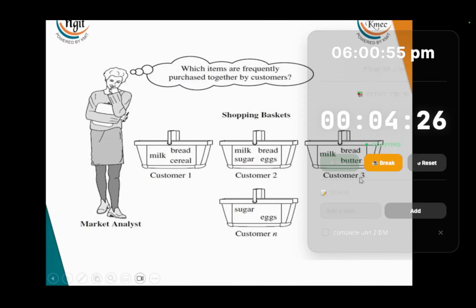Here we have customer 1, customer 2, customer 3, and in that way some customer n data, where customer 1, when buying milk, is buying bread as well as cereal. Customer 2, when buying milk, is buying bread, sugar, eggs and so on. Customer 3 is buying bread and butter along with milk. In the same way, we'll analyze some n number of customers, and then find who are the customers most likely to buy bread with milk, or who are most likely to buy eggs with milk. So that analysis is made.